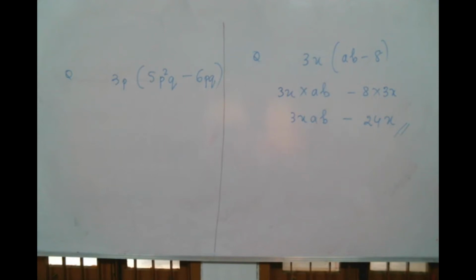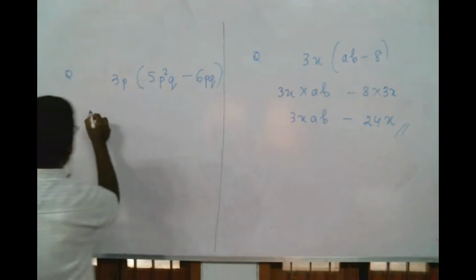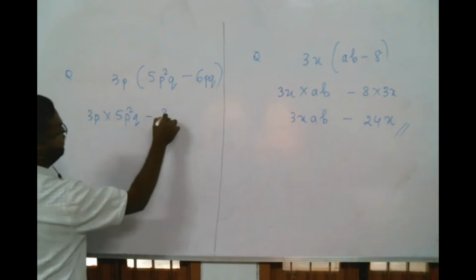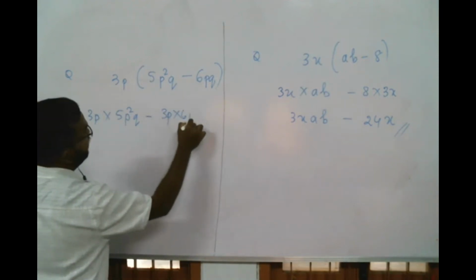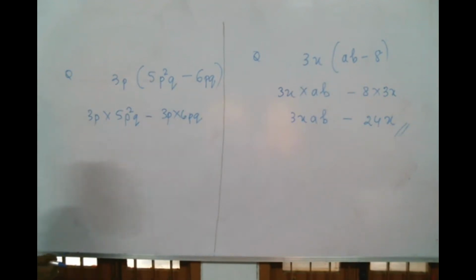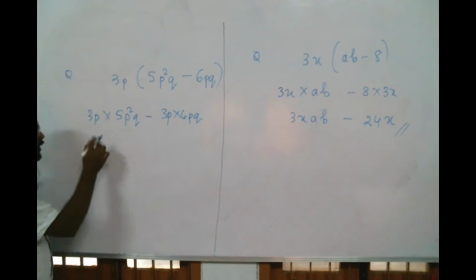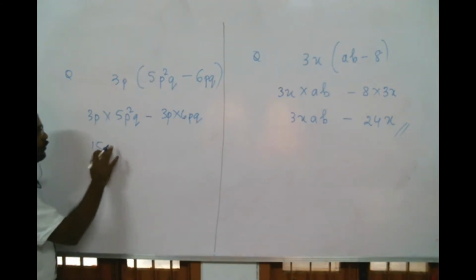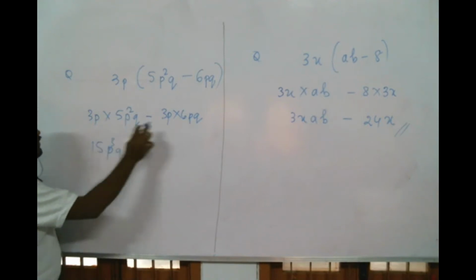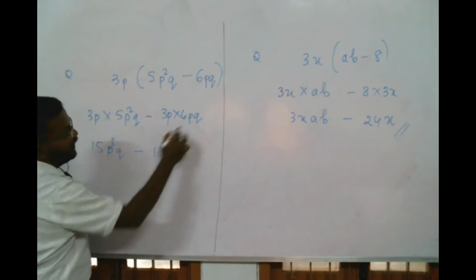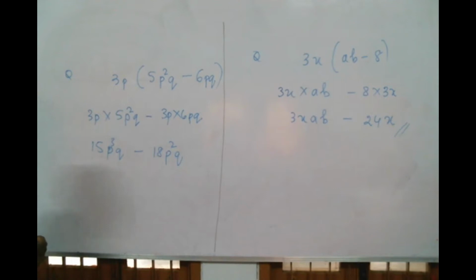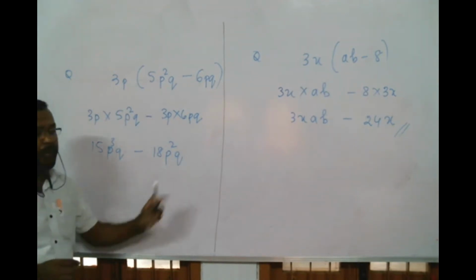Okay. So here 3p we have to multiply with 5p square q, minus 3p we have to multiply with 6pq. When we are multiplying 3p with 5p square q, what will happen? 3 into 5 you will get 15. p into p square you will get p cube q. Minus 3 into 6 you will get 18. p into p you will get p square q. So 15p cube q minus 18p square q.